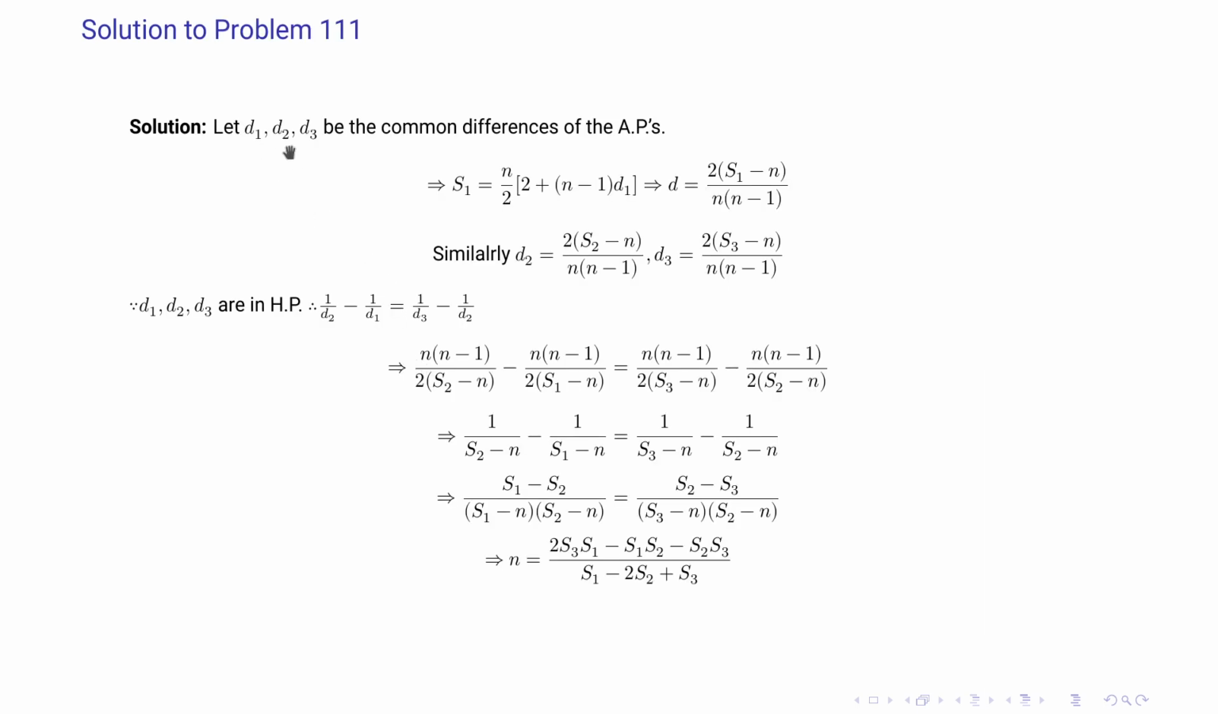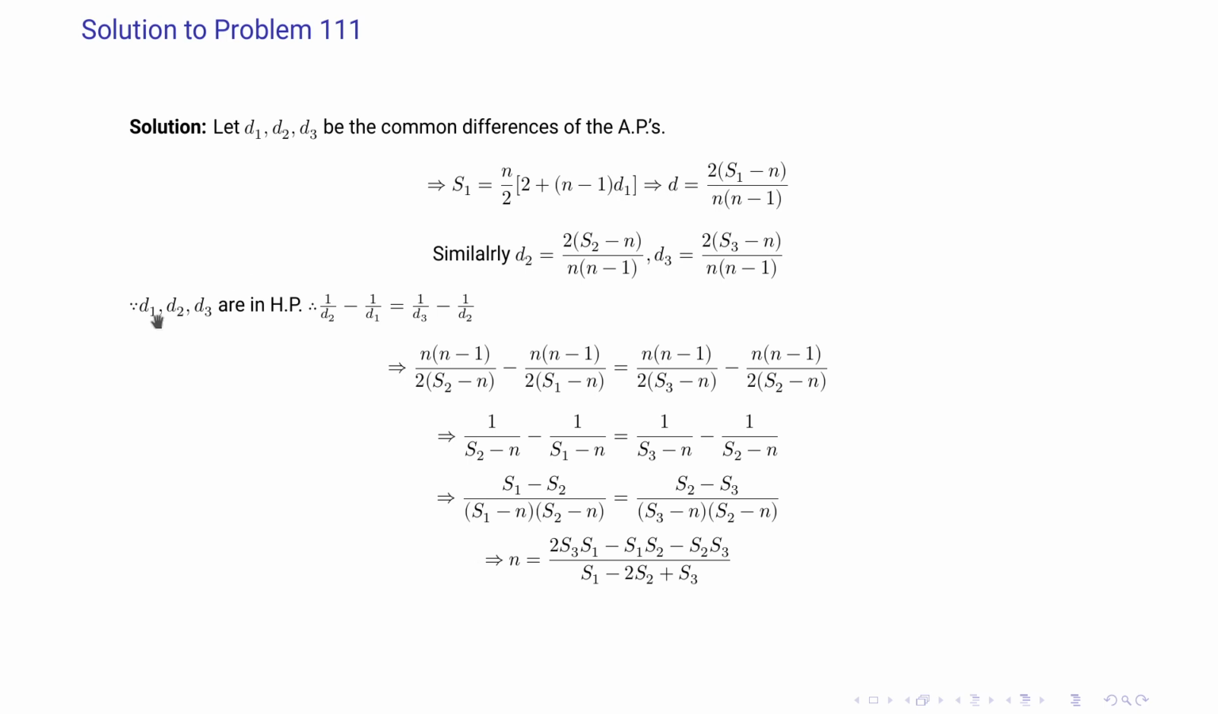So we let D1, D2, D3 be the common differences. S1 is n by 2 into (2 plus (n minus 1) into D1). So D1 is equal to 2 into (S1 minus n) by n into (n minus 1). And similarly, D2 would be 2 into (S2 minus n) by n into (n minus 1), and D3 would be 2 into (S3 minus n) by n into (n minus 1).